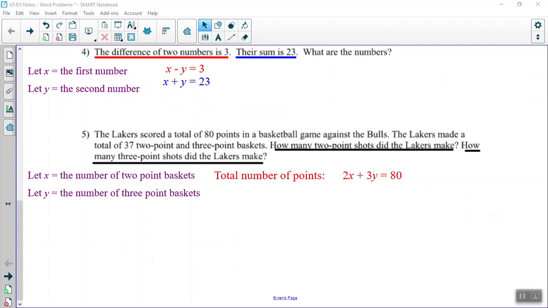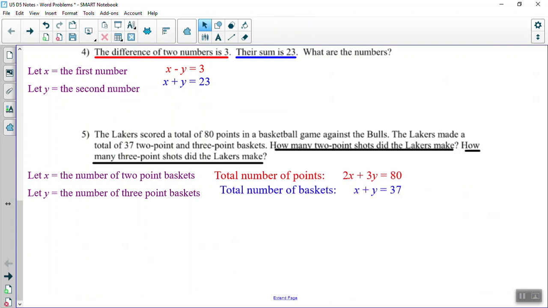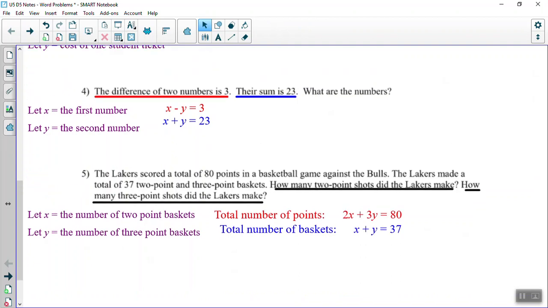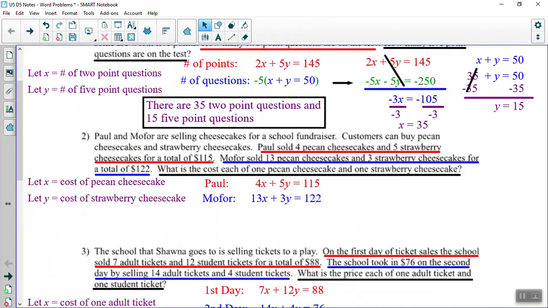All right, now, when we do this next one, the total number of baskets. So the Lakers made a total of 37 baskets. Well, X, remember, just represents the number of 2-point baskets, and Y is the number of 3-point baskets. So we're taking those and just adding them together. X plus Y equals 37. All right, so that's your setup. I did not go ahead and solve them because we've already learned how to solve. So the key here was really just, can you set them up? Right, that's the big piece.